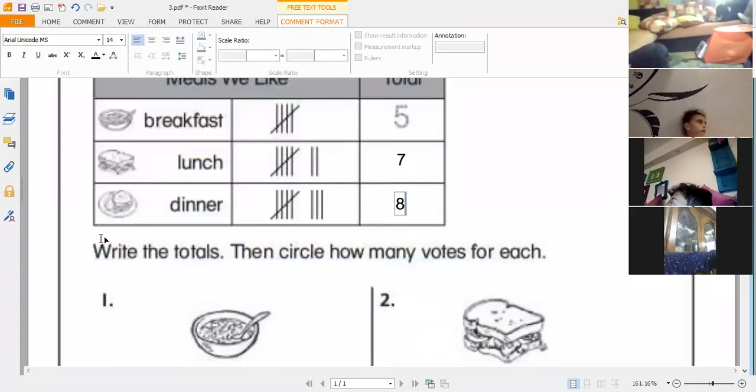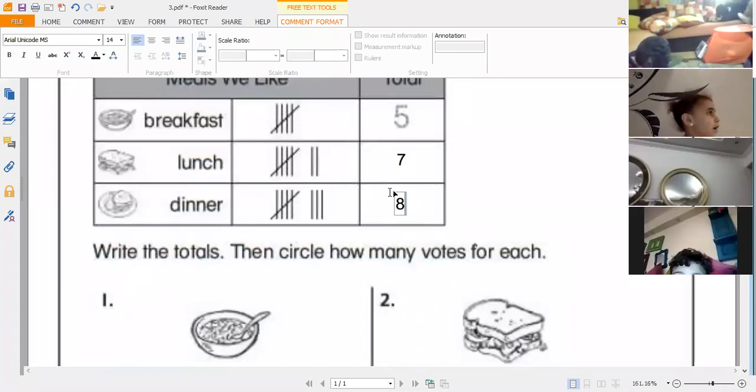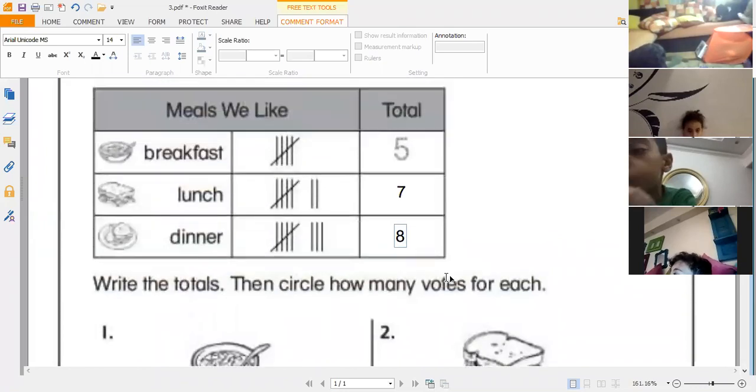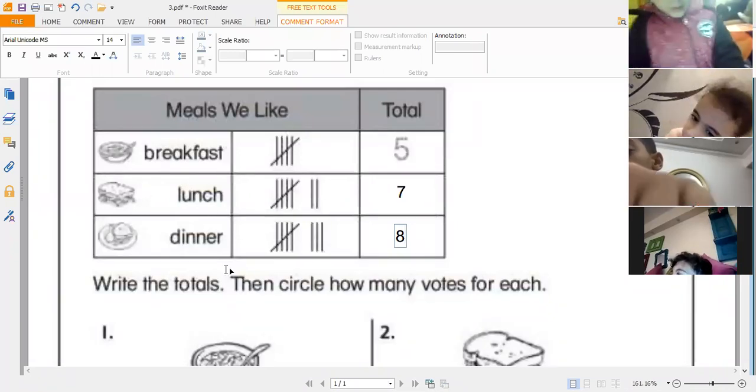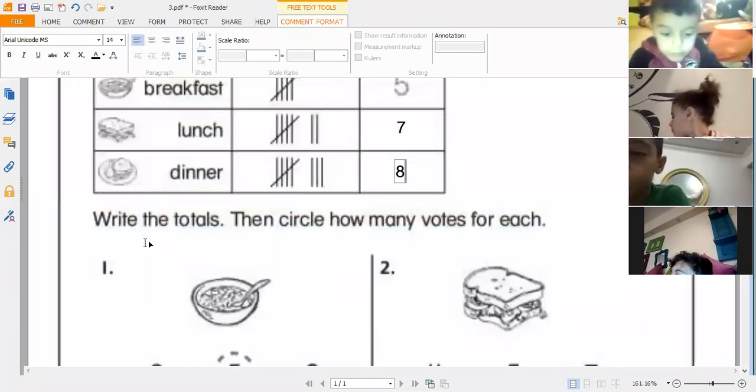Okay, write the totals. We wrote the totals here. We counted the tally marks and wrote the numbers. Then circle how many votes for each. That means circle how many children chose breakfast, how many meals in lunch, and how many meals in dinner. That's the purpose of this question.